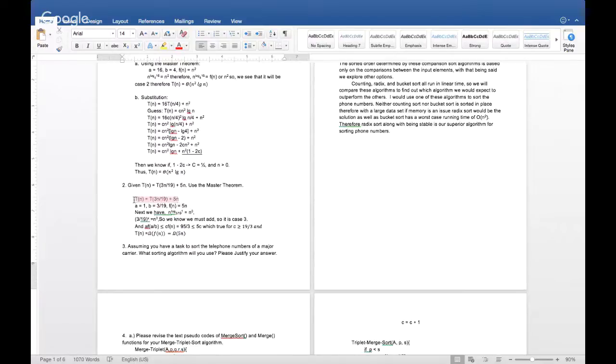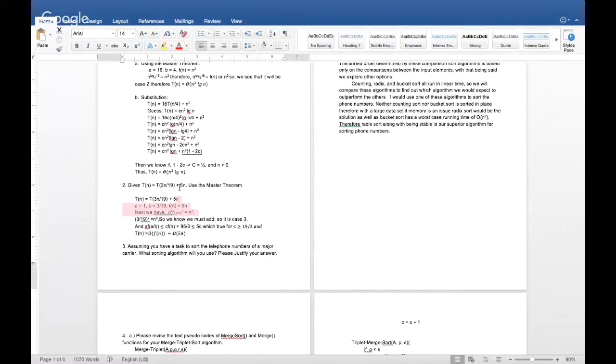As we see here, I've just copied the problem down, and like part a in number 1, we just go through and use the formula, and we find a is equal to 1, b is equal to 19/3, which is definitely one that I haven't seen before. It doesn't necessarily make it more complicated. And f(n) equals 5n. So next we plug it in, and we see that log base b of a is 0. So we have n to the 0.